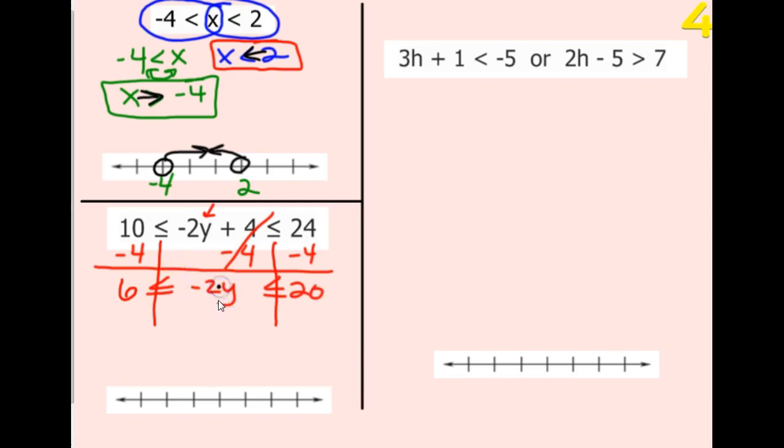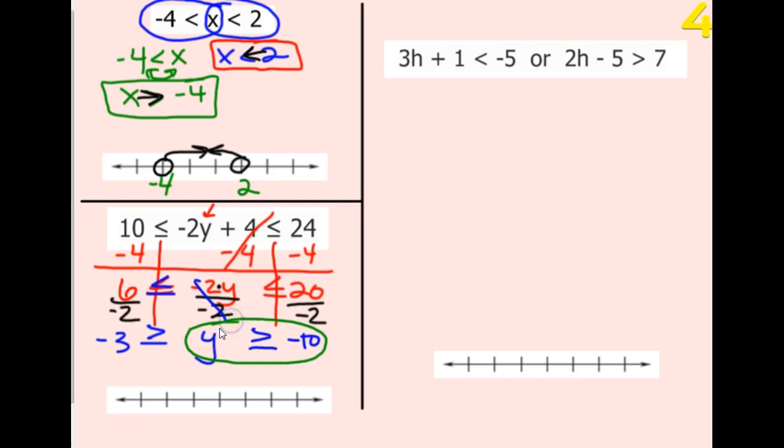So then the opposite of multiplying by negative 2 is divide by negative 2. But be careful here. Whenever you multiply or divide by a negative, your symbols flip. So we have y in the middle. 20 divided by negative 2 is negative 10. 6 divided by negative 2 is negative 3. So here's one inequality with y, and here's the other with y.